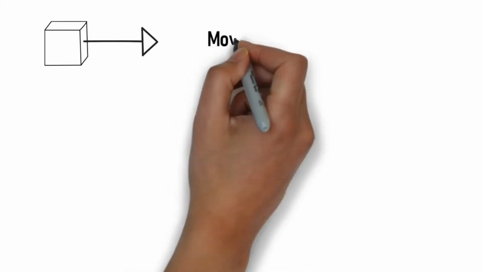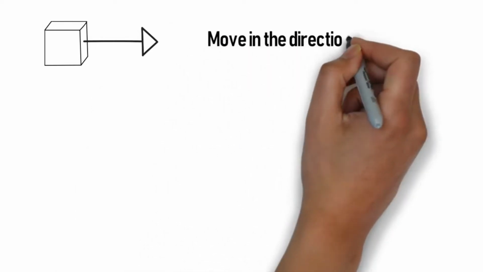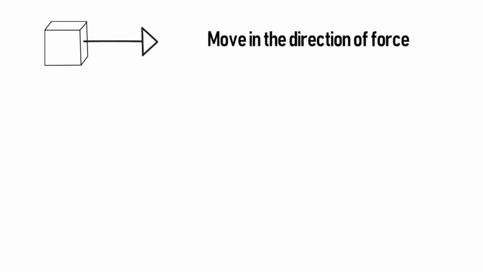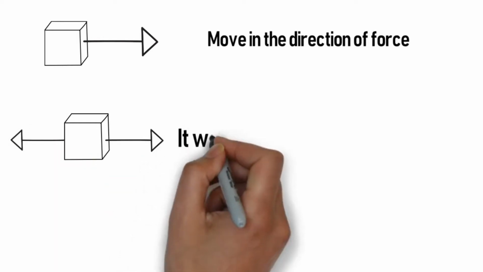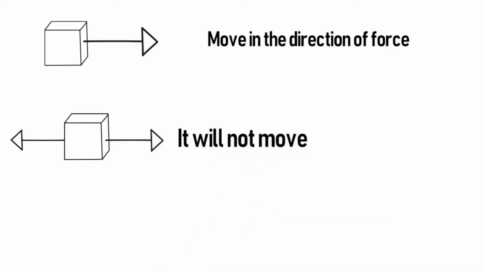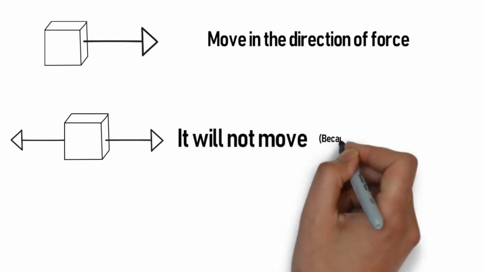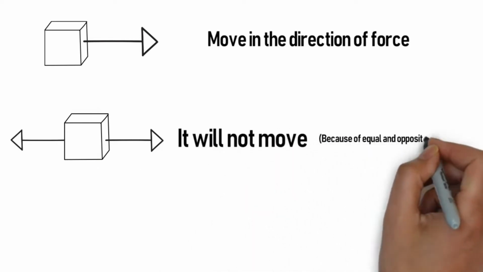Let's consider an object on which a force is applied in this direction. So after that, the box will move in the direction of the applied force. Now let's take another example in which the same object is applied by equal and opposite forces. In this case, it will not move because of equal and opposite forces applied on it.